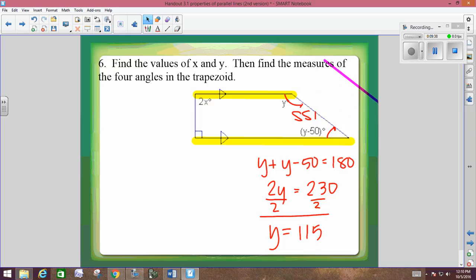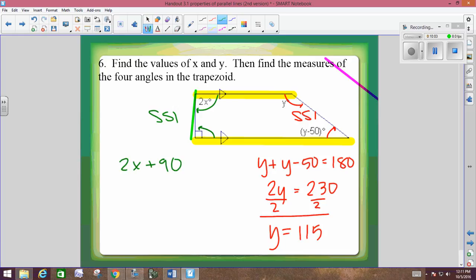Okay, going to ignore that transversal. And now we're going to look at the left side transversal to find my x value. Yellow to green, yellow to green. How would I classify those 2 angles? Same side interior, which means they're supposed to be supplementary. So 2x plus 90 equals 180.